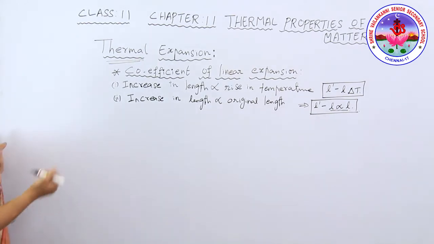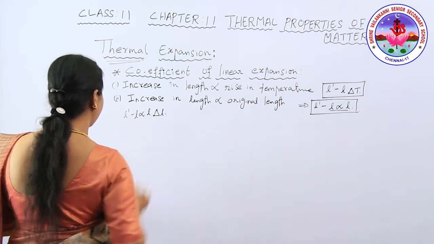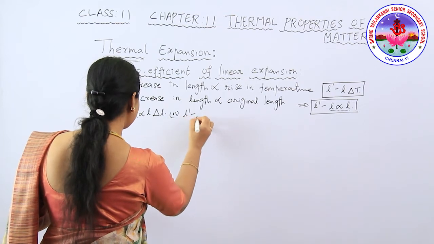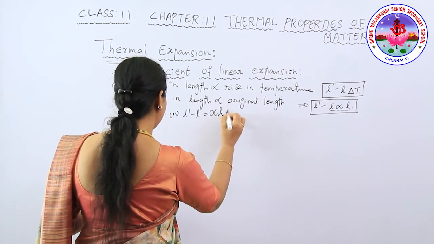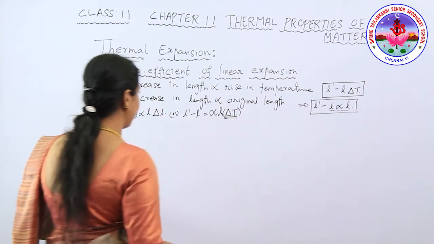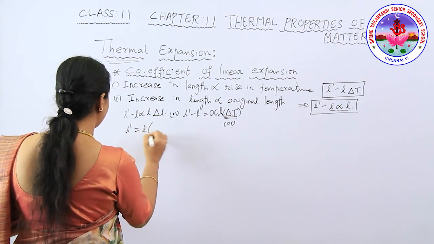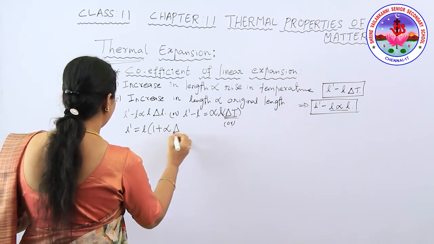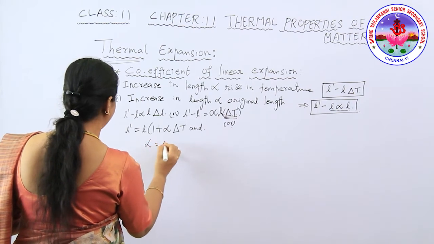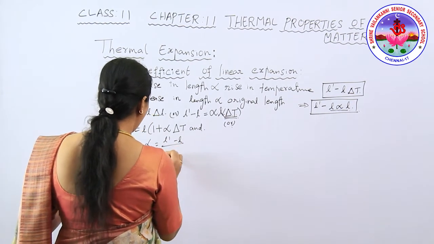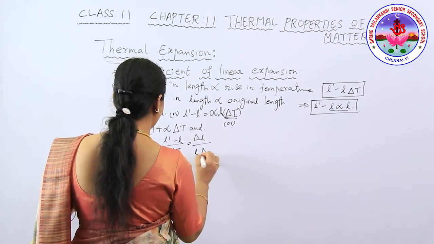We can combine these two equations and get L dash minus L is directly proportional to L into del T, where del T is the change in temperature, that is, the rise in temperature. Or we can write L dash equals L into 1 plus alpha del T. The coefficient of linear expansion alpha equals L dash minus L, whole divided by L into del T, which is del L divided by L into del T.